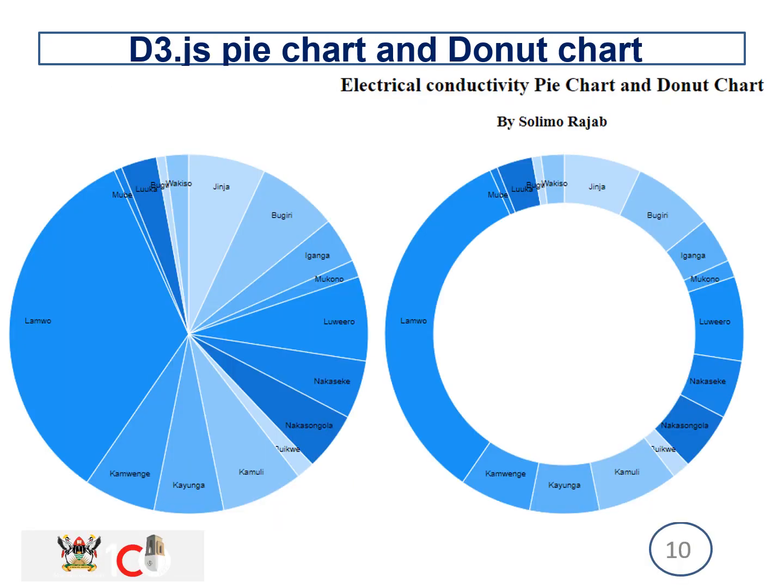Then we also have another one here, which is the pie chart and the donut chart, and you will find out that with the pie chart here, Lamu has the highest total of electrical conductivity, followed by this other district, with Mubende having the lowest of all the districts. Actually, Mubende and Bukwere are the two districts that have the lowest.